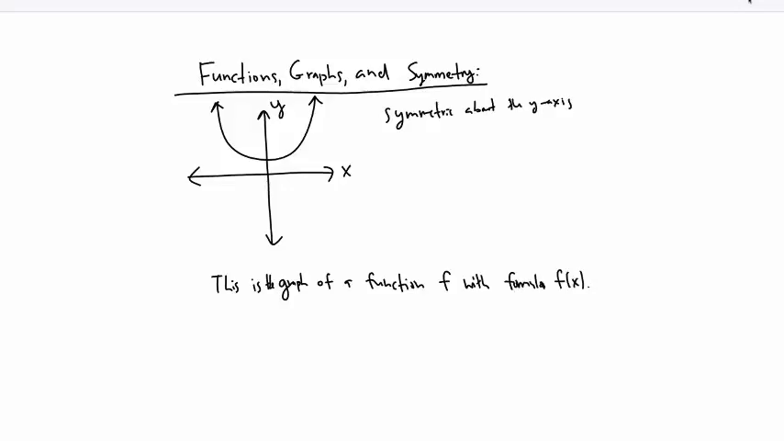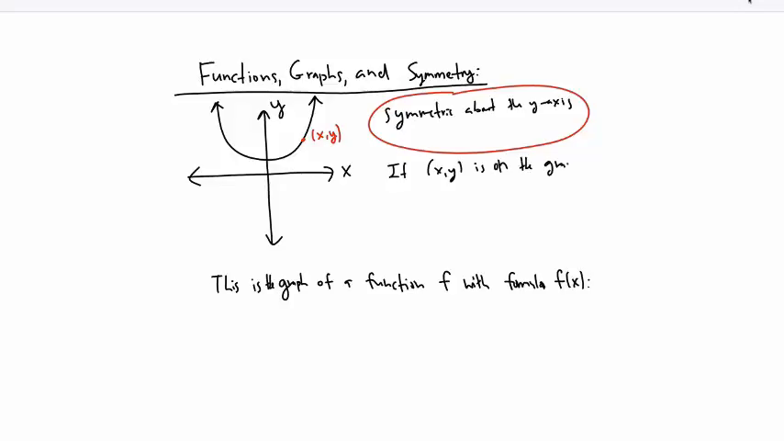So does symmetry in the graph say anything about this formula? Here's what it tells us. Symmetry about the y-axis is equivalent to the following. We're going to take any point x comma y on the graph. Then the symmetric point about the y-axis is also on the graph. The point negative x comma y.